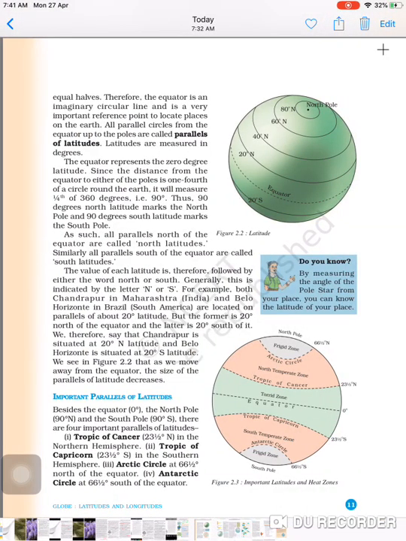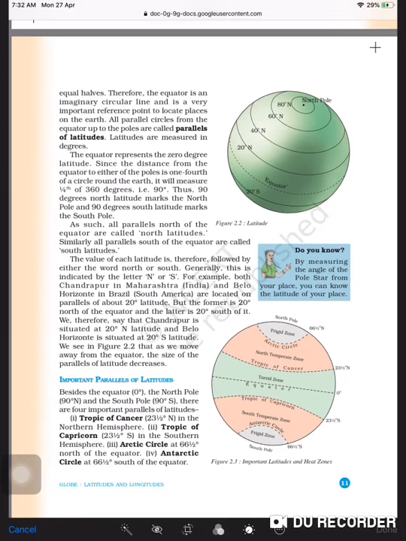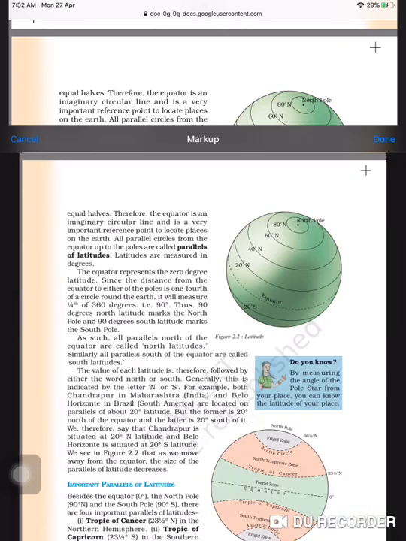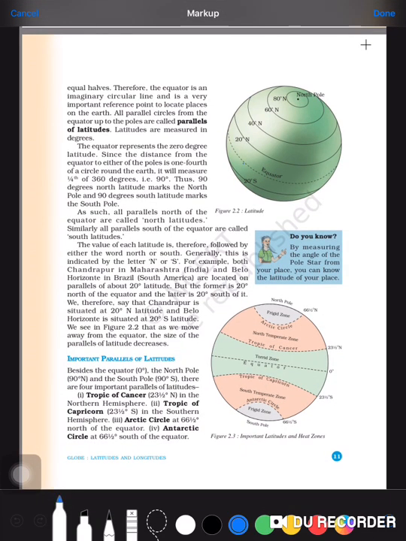Now next, this one is the equator. Here I am highlighting it again. This dotted line is the equator. It's an imaginary circular line and it's a very important reference point to locate places on the earth. All parallel circles from the equator up to the poles are called parallels of latitude. So these are the circular lines parallel to the equator.